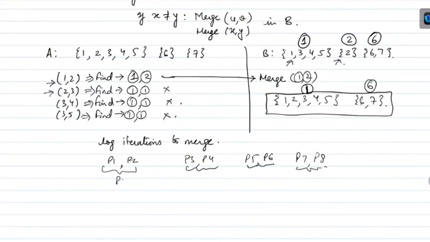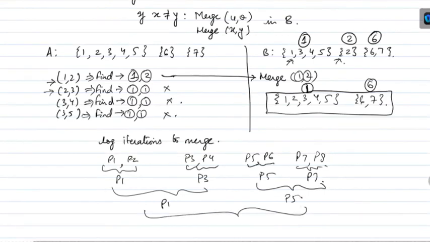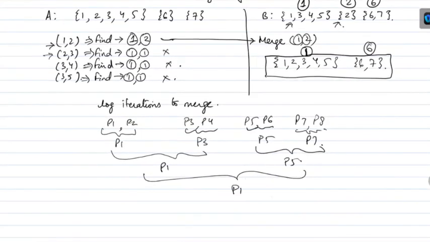Let's call this forest P1, this one P3, P5, P7. The forest is held on these processes. Then I merge P1, P3, I merge P5, P7, then P1, P5, and then I merge these two forests. I get the final forest. So this is going to take log P steps, iterations. Yes, log P.